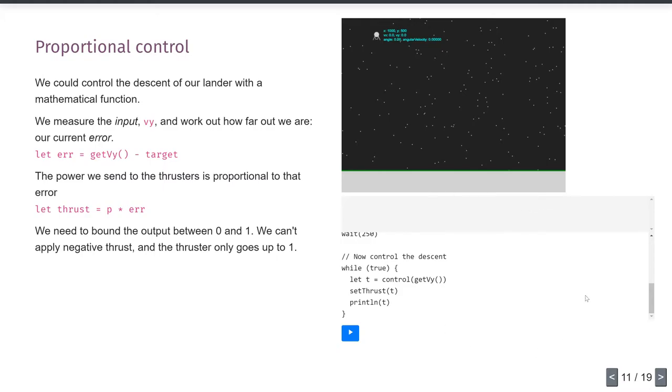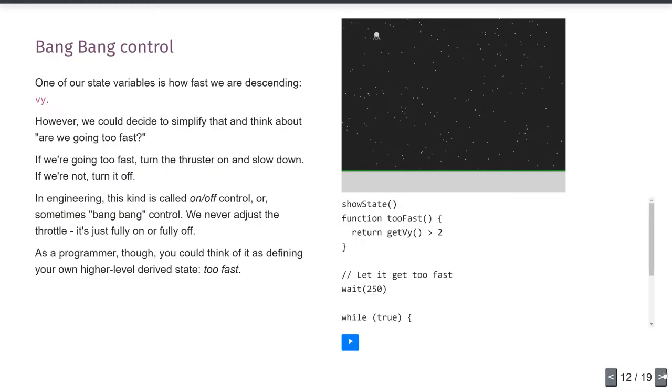Let's switch to a different kind of control, where we can just decide, you know what, this is a computer. Let's rely on the fact that this is a computer and we can turn things on and off really quickly. Let us go to bang-bang control. Previously, we looked at that error. How much too fast are we going as a scalar variable? It was a number. What if instead I just ask myself the question, am I going too fast?